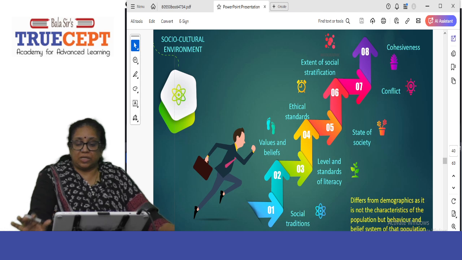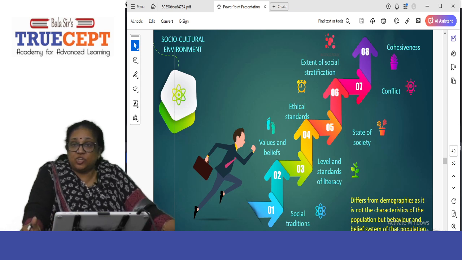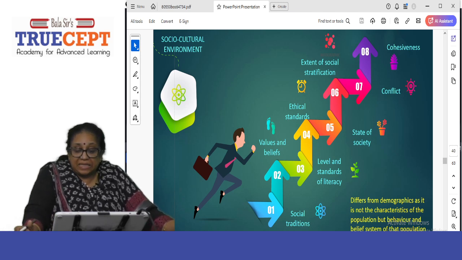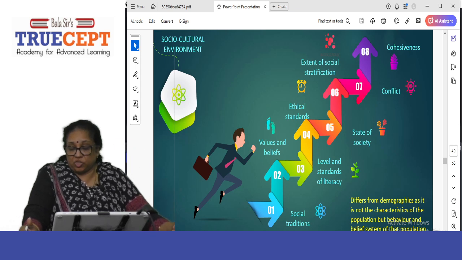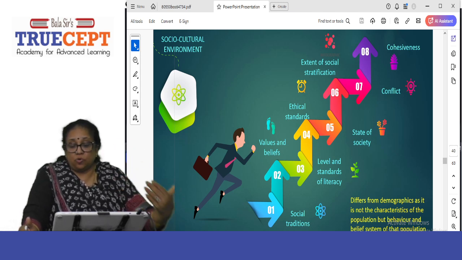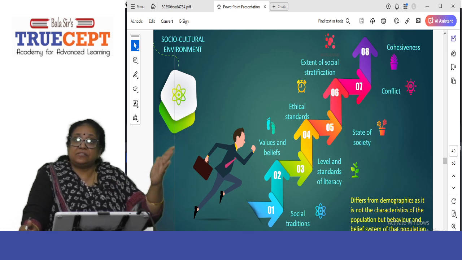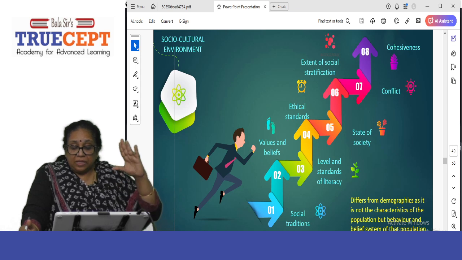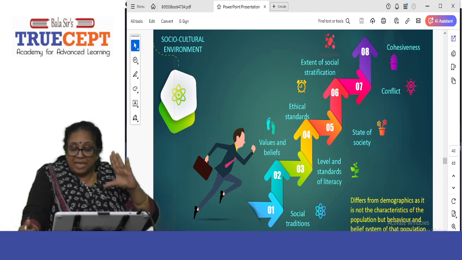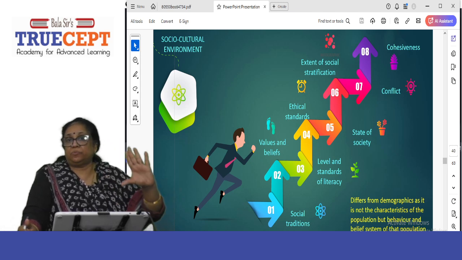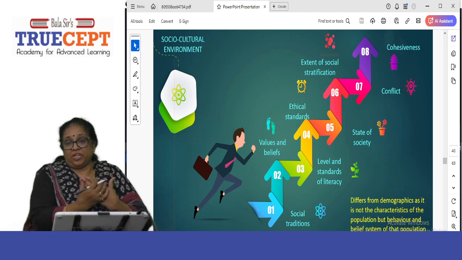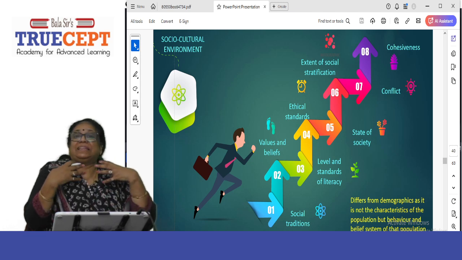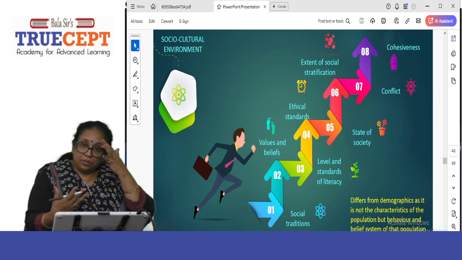Then socio-cultural environment. Here the traditions, the beliefs, the ethical standards, literacy level, what kind of a society is it, the social stratification, the conflicts and cohesiveness, etc. So this is different from demographics because here we are talking about the behavioral and the belief system of the population, not the composition of the population. We are talking about what they think, what they believe in, how they are.